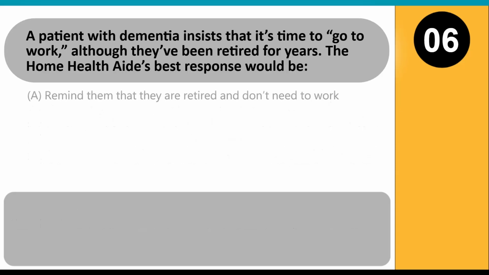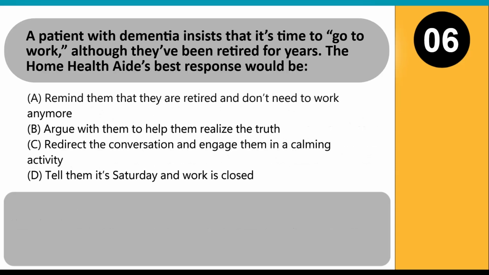A patient with dementia insists that it's time to go to work, although they've been retired for years. The home health aide's best response would be: A. Remind them that they are retired and don't need to work anymore. B. Argue with them to help them realize the truth. C. Redirect the conversation and engage them in a calming activity. D. Tell them it's Saturday and work is closed.